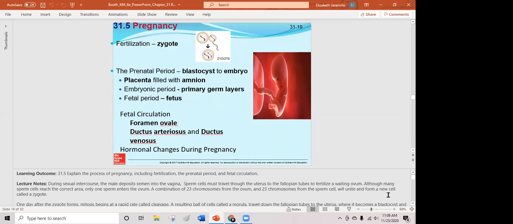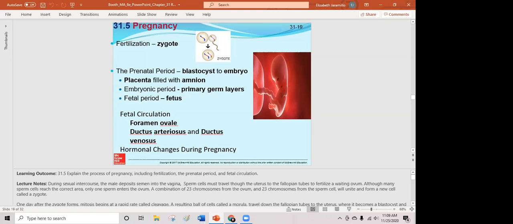During sexual intercourse, the male deposits semen into the vagina. Sperm cells travel through the uterus to the fallopian tubes to fertilize the waiting ovum, okay? Although many sperm cells reach the correct area, only one sperm enters the ovum, okay? A combination of 23 chromosomes from the ovum and the 23 from the sperm, as we found out earlier, combine, and they form the new cell, which is now called a zygote. Okay, so once it's fertilized, it's called a zygote.